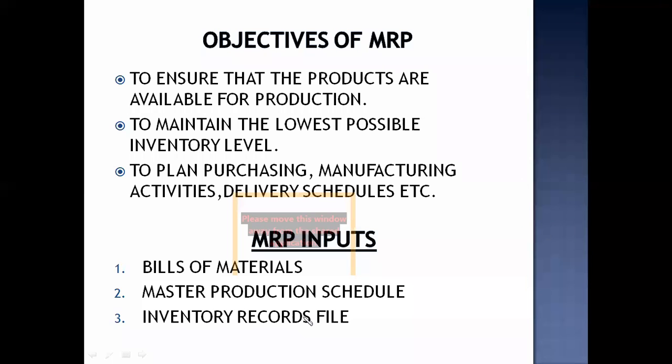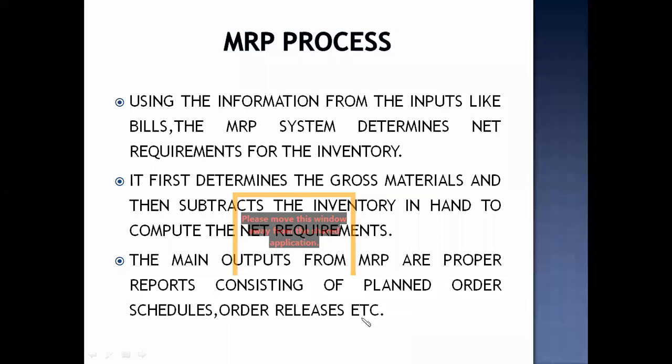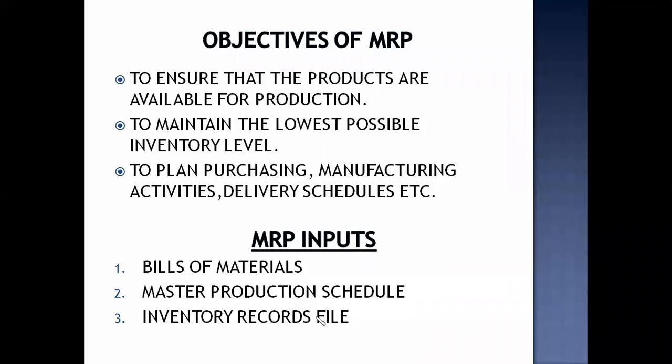Now how is it done? 3 inputs are there. 3 things are used for this MRP to happen smoothly. First one is bill of material, then master production schedule, that is also known as MPS, and inventory records file. Bill of material means, what is bill of material? Just the normal bills which we see. The normal bills, when we purchase, we see the bills.